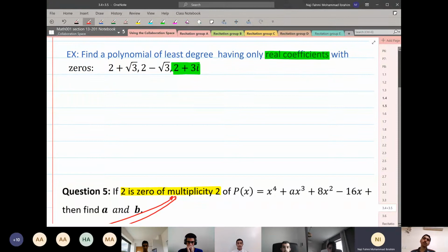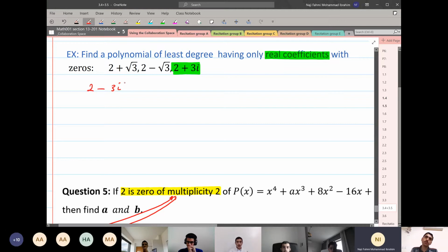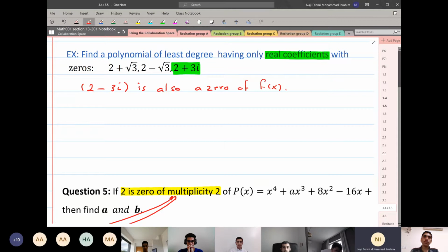Yes. I think yes. So automatically the conjugate of this complex zero is also a zero. So what's the conjugate of 2 plus 3i? 2 minus 3i. So I will say 2 minus 3i is now also a zero of f of x. So in total now, how many zeros do we know? 4. I think we know 4.